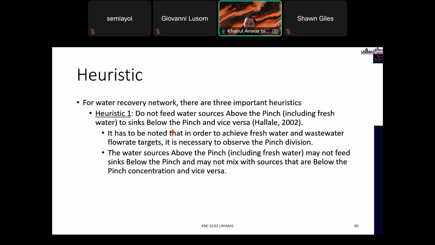But normally the sink is below the pinch. Sorry, the pinch is above the sink, or the water demand is still the same, similar. Normally it's above the pinch. Let's say some of the water sources are at a purity level above the pinch, so that purity level above the pinch must not be used to feed the water sink above the pinch.